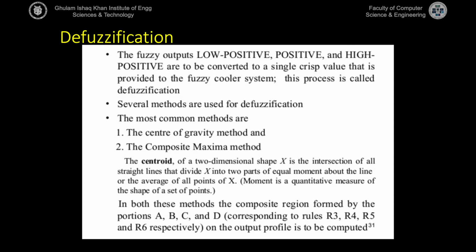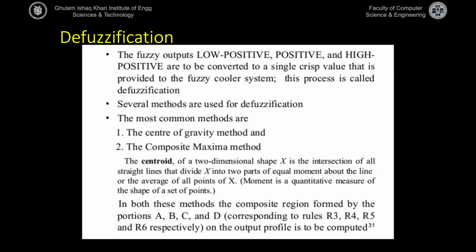There are several methods that exist for defuzzification. Of course, there are 2 methods that are really common. The one is the center of gravity method, and the other is the composite maxima method. The centroid of a 2-dimensional shape X is the intersection of all straight lines that divide X into 2 parts of equal moment about the line, or the average of all points of X. So that's the first solution.